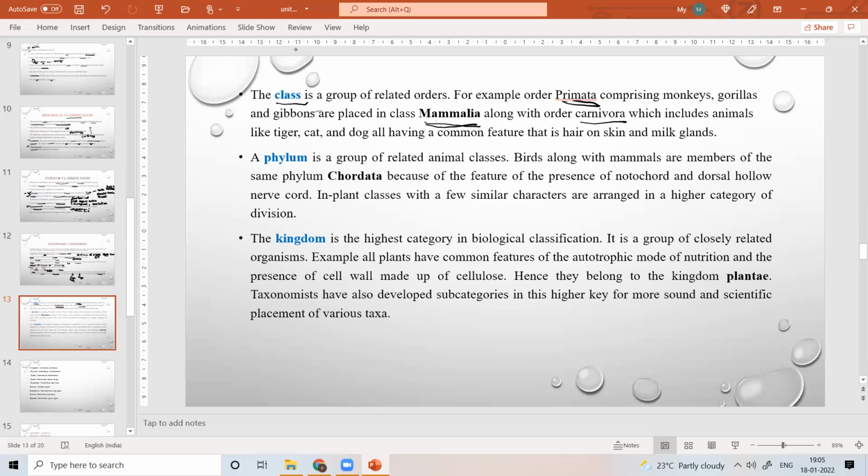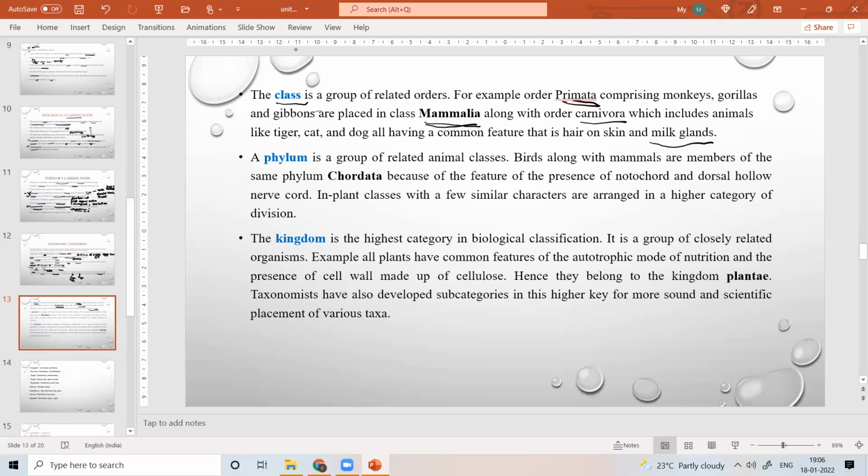So here, what is the common feature of mammalians? All mammalians like cat, dog, human being, and monkeys have milk glands. So they produce milk, they give milk to their kids, and hair and skin. These are also some of the common features.